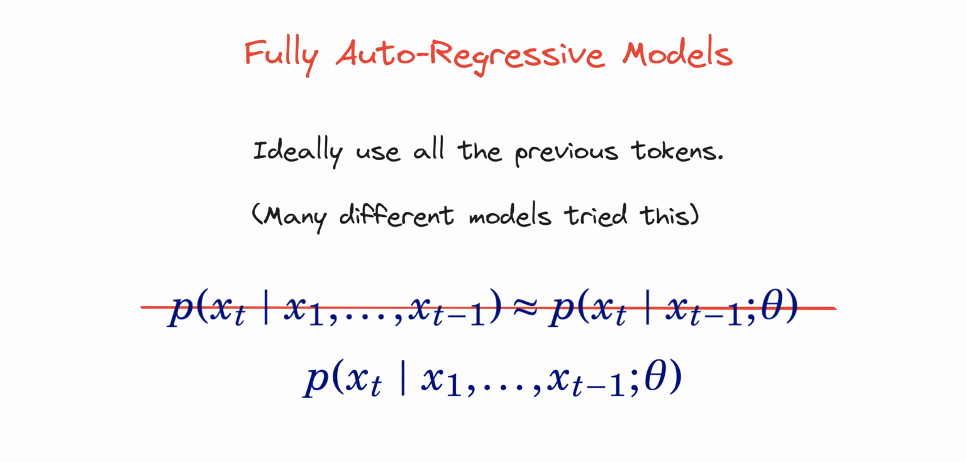These and similar examples really motivate the use of fully autoregressive models. These are models that have the ability to utilize all previous tokens. This obviously is a pretty simple idea, and there have been many different models that have tried this. We're going to focus, though, on one particular use of an approach known as attention that allows us to build fully autoregressive models of relatively long range.